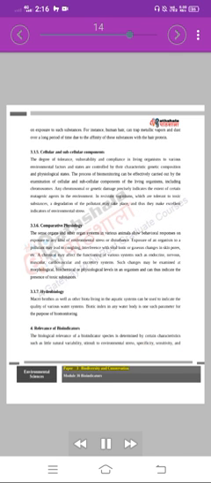For instance, human hair can trap metallic vapors and dust over a long period of time due to the affinity of these substances with the hair protein.